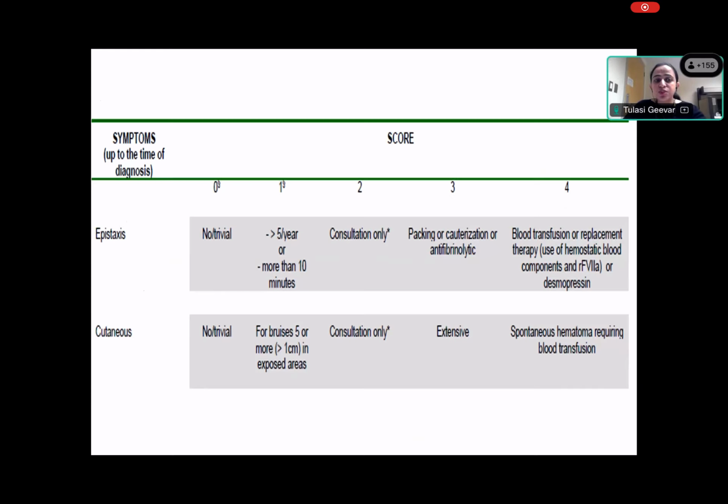To give an example, each symptom like epistaxis is scored from 0 to 4, the 4 being the highest, which most likely would have led to any blood transfusion or replacement product. And you can see that a score of 1 requires quite significant frequency. Like you need to have more than 5 episodes of bleeding per year, or each episode lasting for more than 10 minutes. Only then can you consider the epistaxis significant. So using this bleeding assessment tool is actually objectifying your bleeding symptom and trying to see whether your patient is likely to be a bleeder or not.